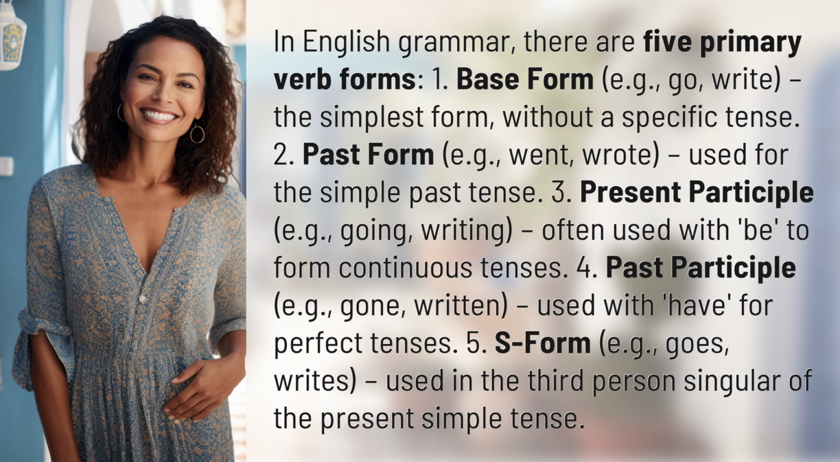3. Present participle, e.g., going, writing, often used with be to form continuous tenses. 4. Past participle, e.g., gone, written, used with have for perfect tenses. 5. S form, e.g., goes, writes, used in the third person singular of the present simple tense.